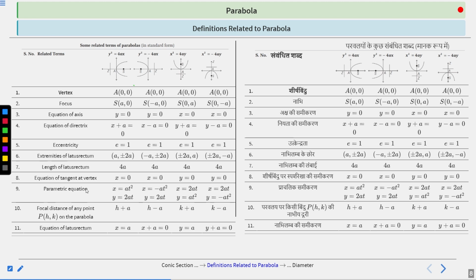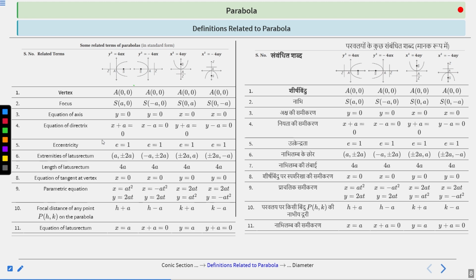Next parabola will be y square is equal to minus 4ax. You can see the shape of y square is equal to minus 4ax. It will have vertex (0, 0), focus (minus a, 0), equation of axis y equal to 0, equation of directrix x minus a equal to 0, eccentricity e is equal to 1, extremities of latus rectum (minus a, plus minus 2a), length of latus rectum 4a, equation of tangent at vertex x equal to 0, parametric equation x equal to minus at square, y is equal to 2at, focal distance of any point P(h, k) on the parabola is a minus h, equation of latus rectum x plus a is equal to 0.